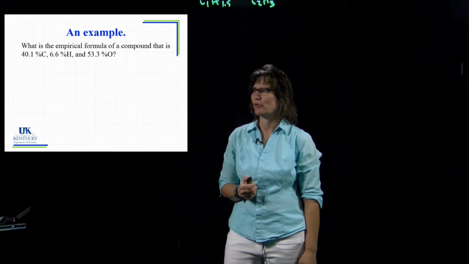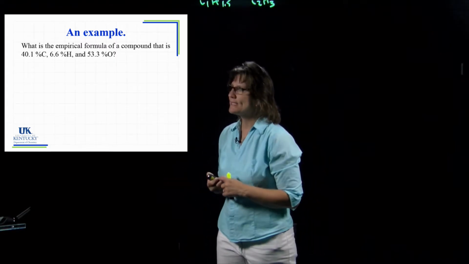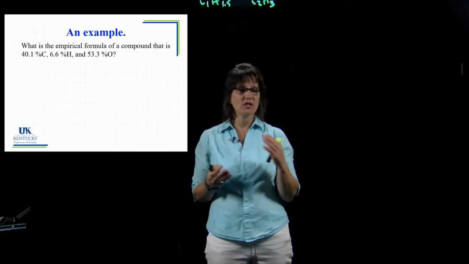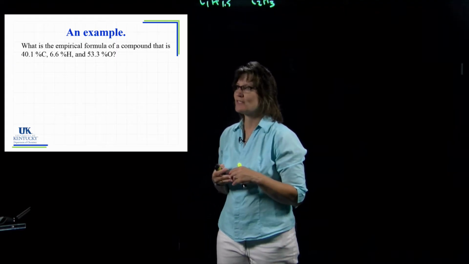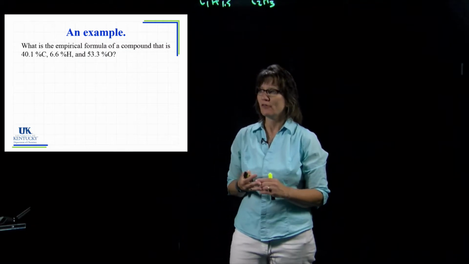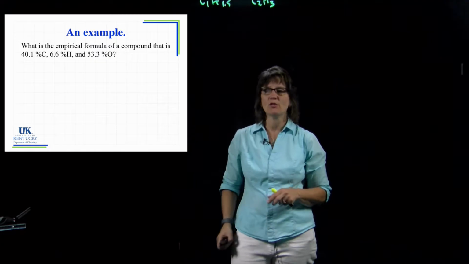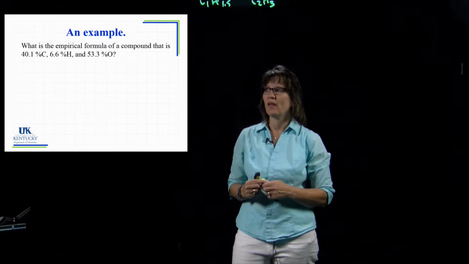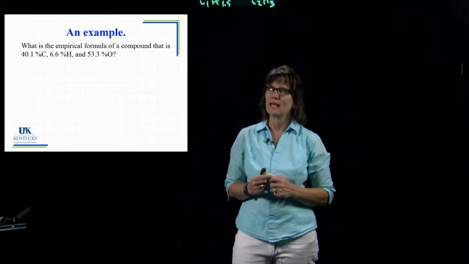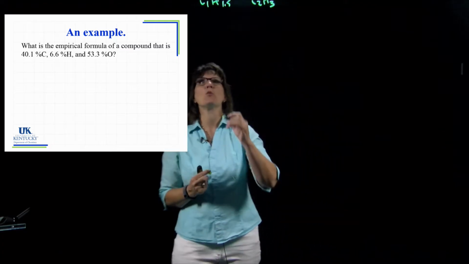So here's our first example. I have a compound, don't know what it is, but I know that 40.1% of it's carbon, 6.6% of it's hydrogen, and 53.3% of it is oxygen. Now we're going to follow those steps that I just described to you in order to come up with the empirical formula. What did it say? Step 1, to treat those percents as if they were grams.